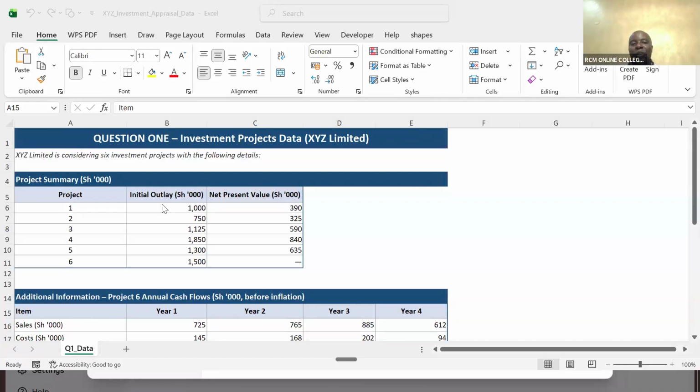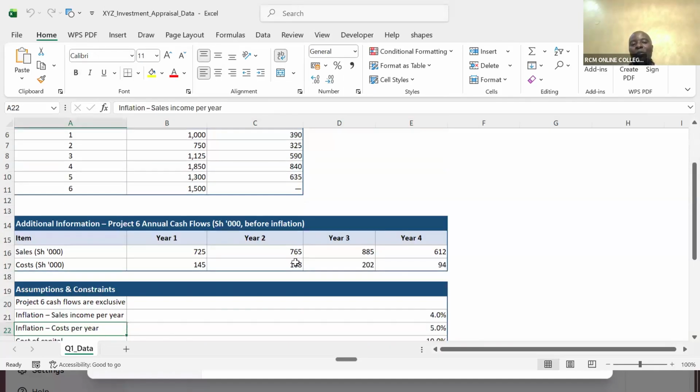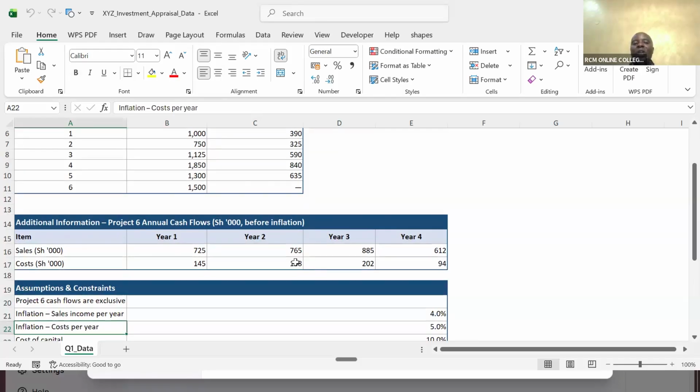So this is how the question reads. We are told here XYZ Limited is considering 6 investment projects with the following details. So you can see project summary in shillings thousands, project 1 up to project 6. We have initial outlay. They've given us their net present values, except the net present value of project number 6.